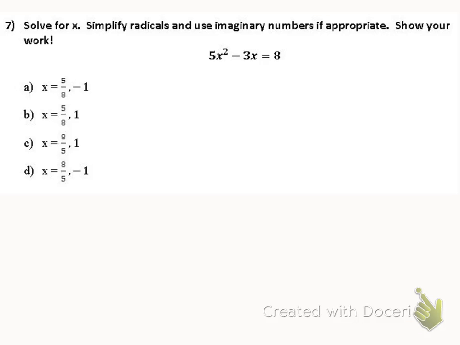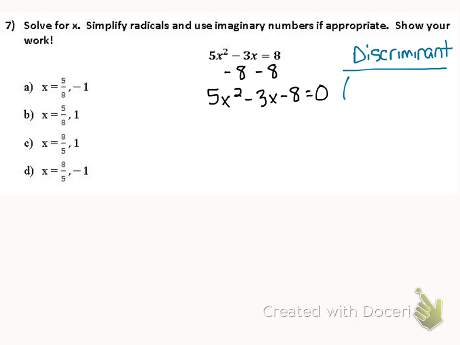On problem 7, we're supposed to solve for x, simplify radicals, and use imaginary numbers if appropriate. We could either factor, convert to vertex form, or use the quadratic formula. If we factor or use the quadratic formula, we need to get the equation equal to 0, so I'll go ahead and do that for my first step.